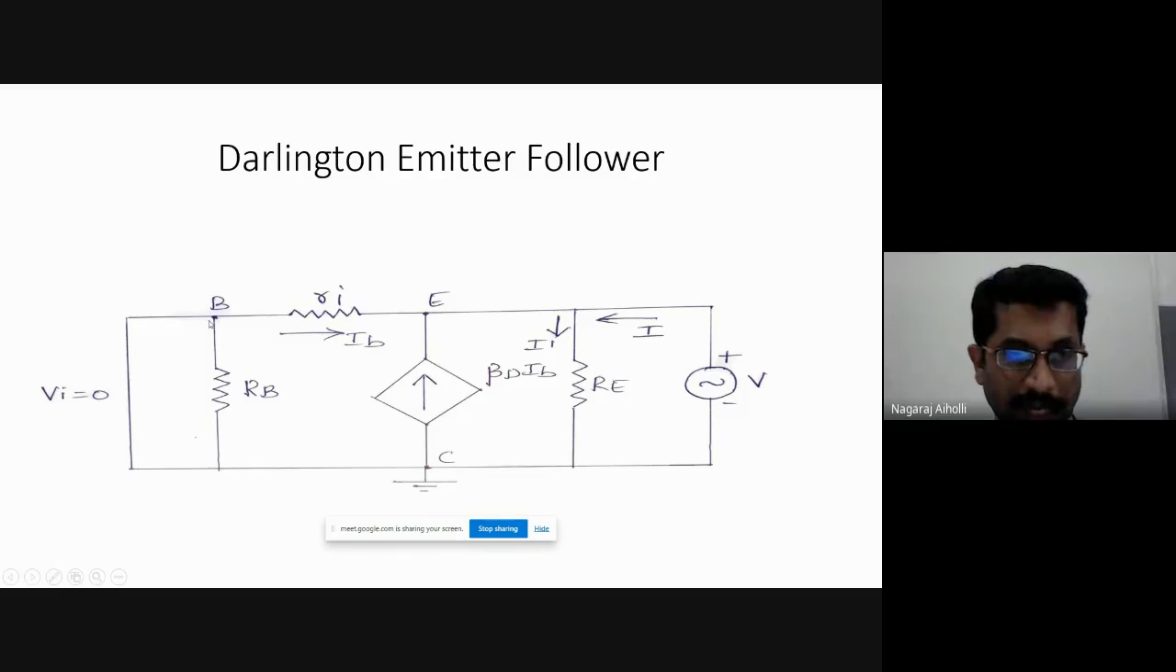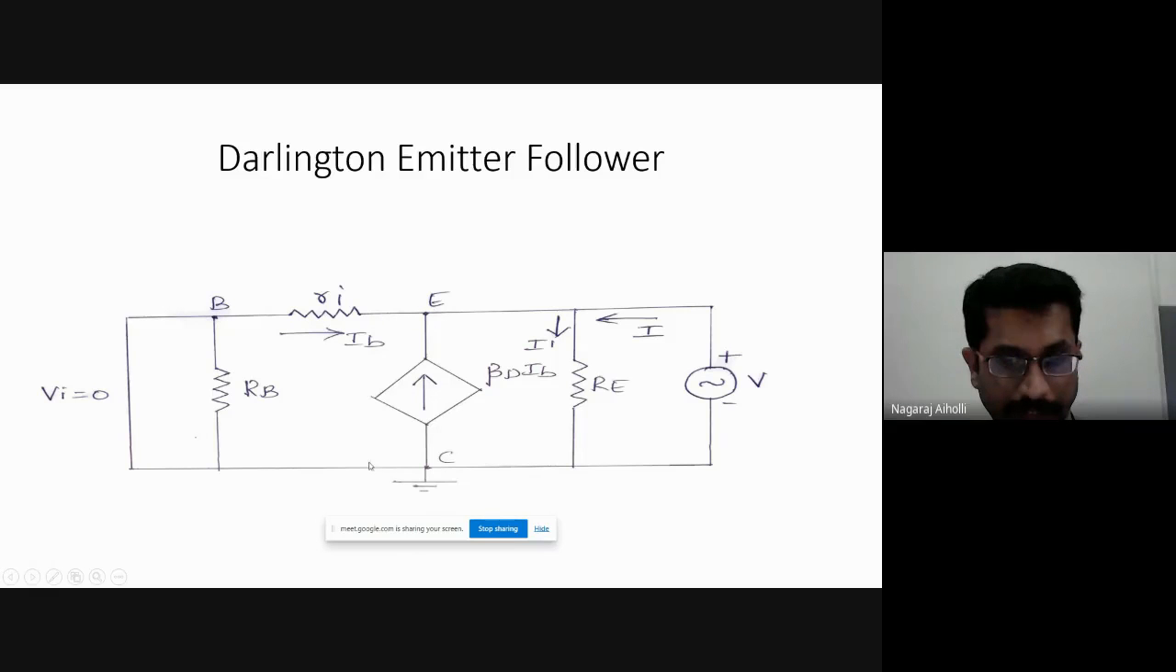That means this RB will be connected between base and ground. This RB is 0 here, this equivalent resistance. RI will come between emitter and base. This is a short circuit because it's a parallel combination of 0 and RB: 0 into RB divided by 0 plus RB is 0 divided by RB, that is 0. Therefore, B will be coming down here. Therefore, emitter to base is RI.